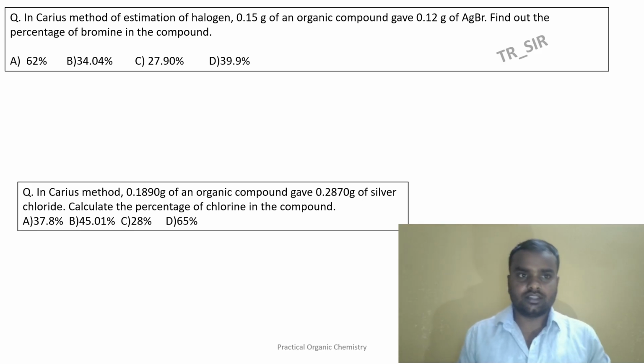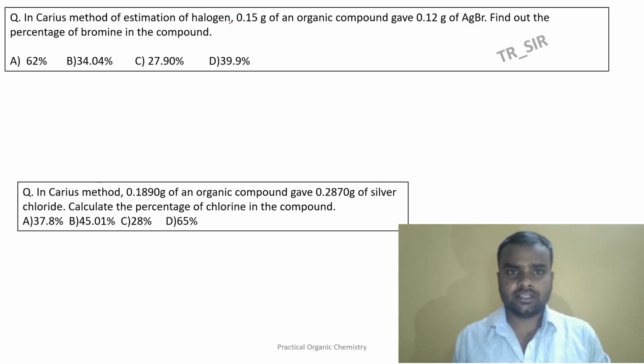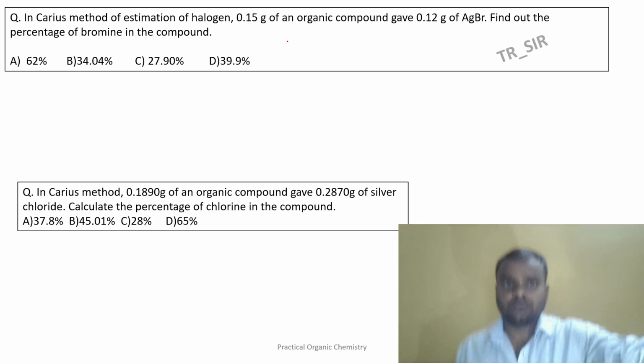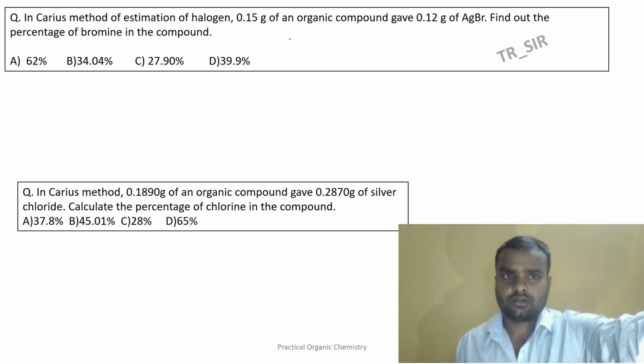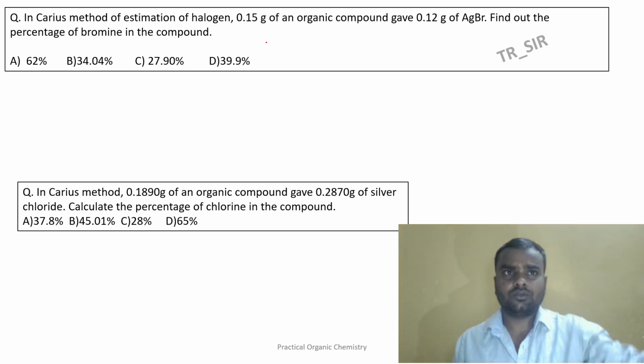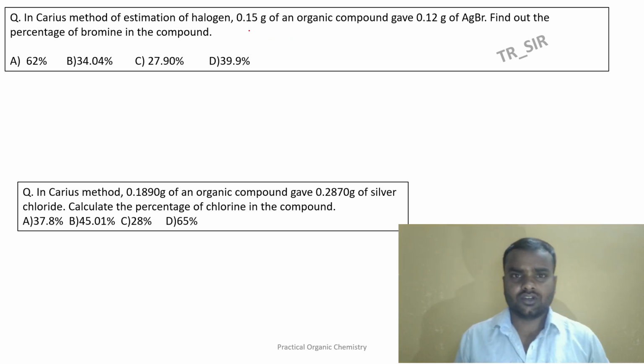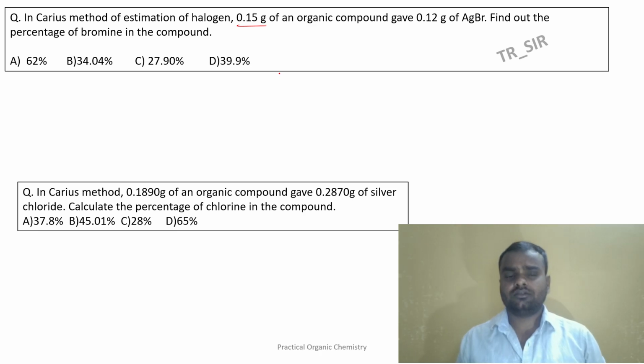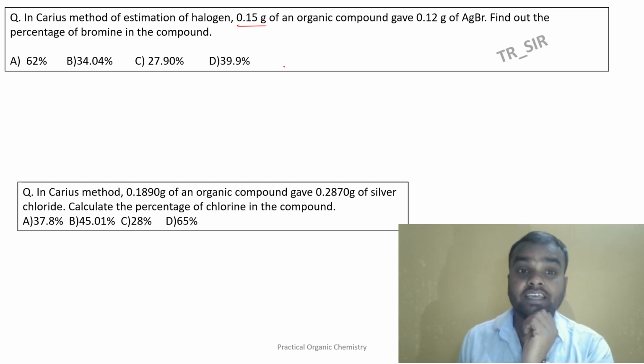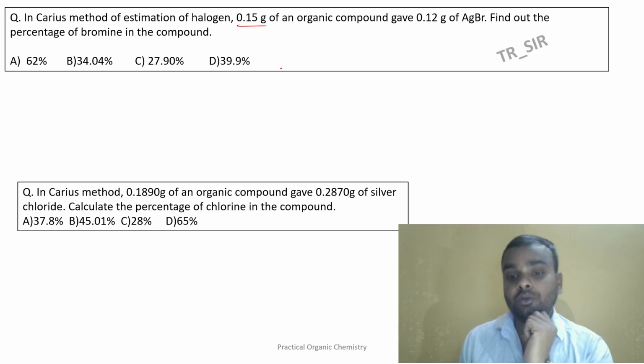Now we have a question on this. Carius method, estimation of halogen present in organic compound. So 0.15 gram of organic compound gives 0.12 gram of AgBr. Okay. Then find out the percentage of bromine.